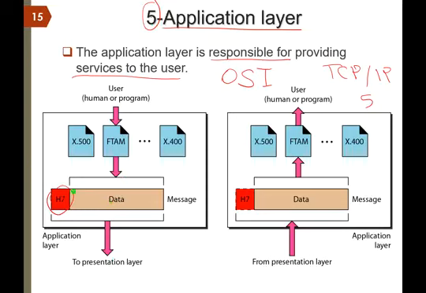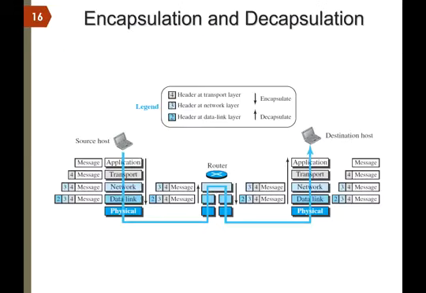Then we add the application layer header to this data, and then we send it to, not presentation actually, to which layer? Who can tell me? What's the layer below now? Transport layer. Well done. So the application layer will encapsulate the data and send it to the transport layer.